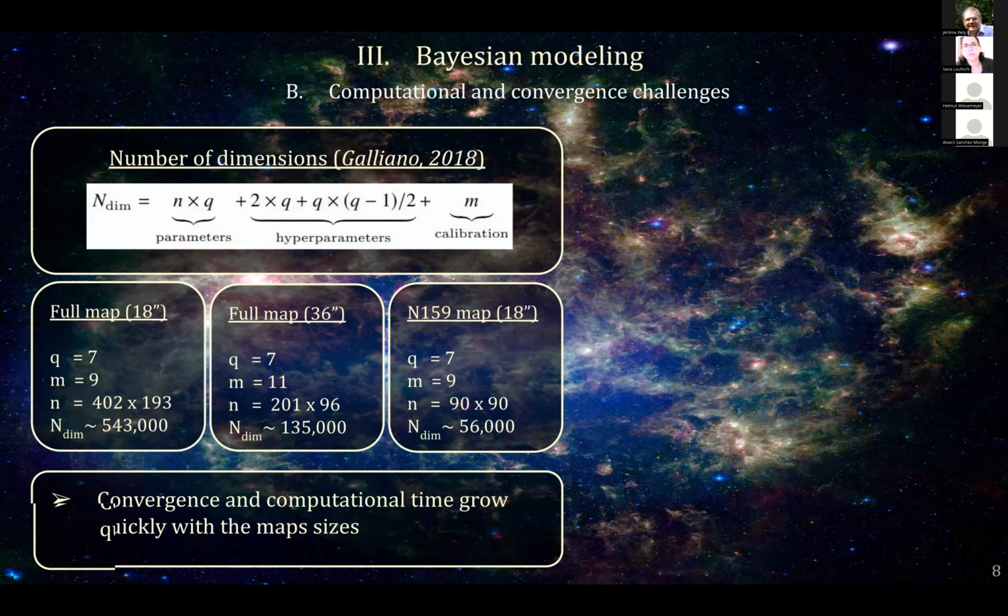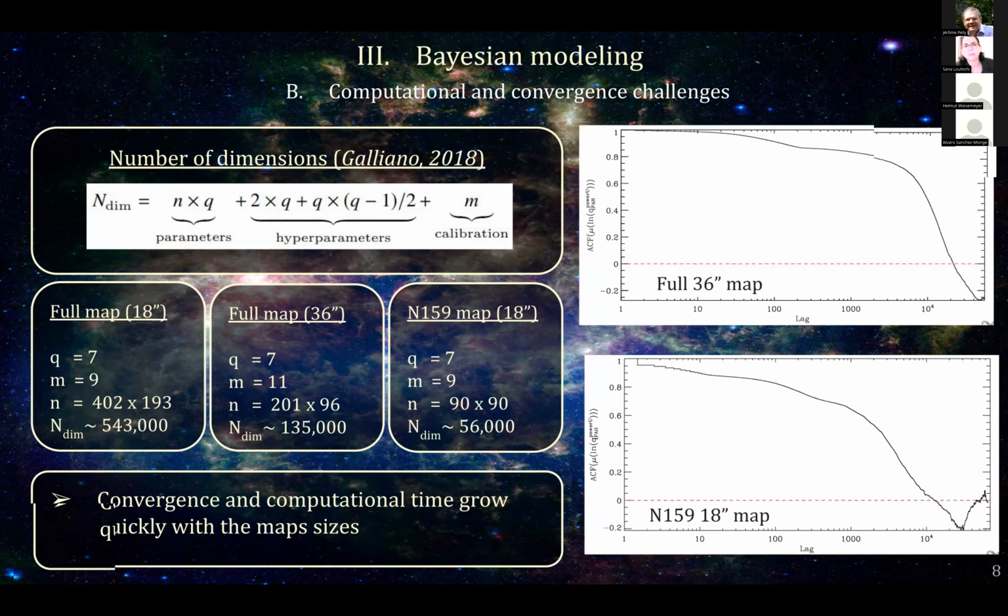How did we make sure that our maps have converged or not? We looked at the ACF. To make it simple, the ACF is just a diagnosis of convergence that we can look at, and it looks like this. So on the top, you will have an ACF for the small grain fraction as a function of the lag, which is basically the number of steps of the MCMC. So for the full map at 36 arcseconds, if it converges, it's supposed to oscillate around 0.